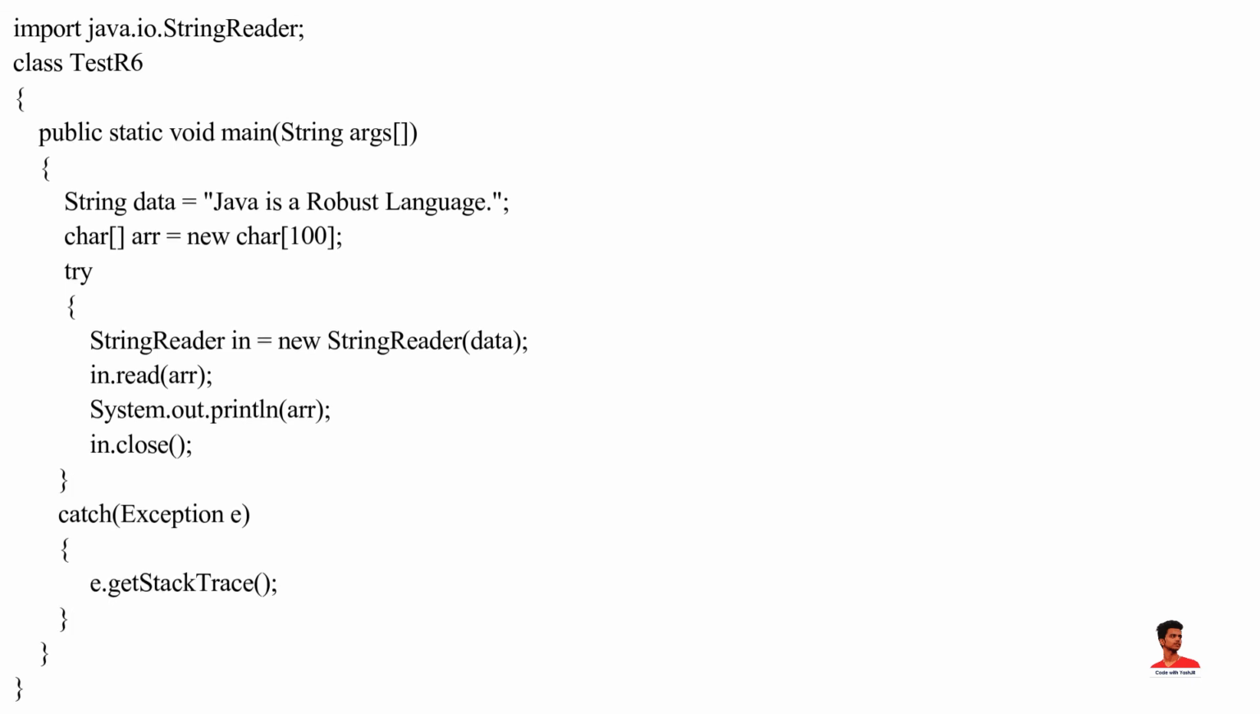In this example, we have created a StringReader named in. The StringReader is linked to the string data. To read data from the string, we have used the read method. Here, the method reads an array of characters from the reader and stores them in the specified array.